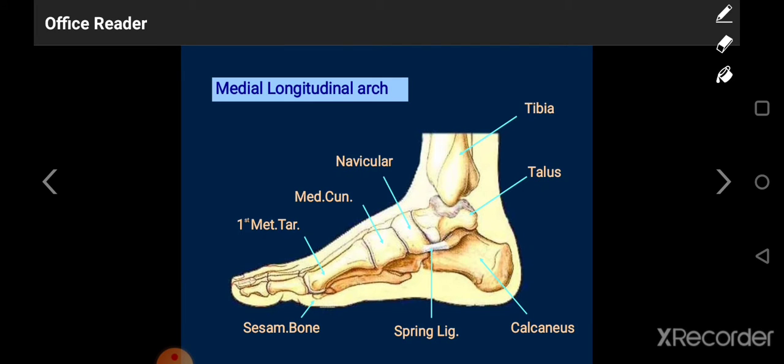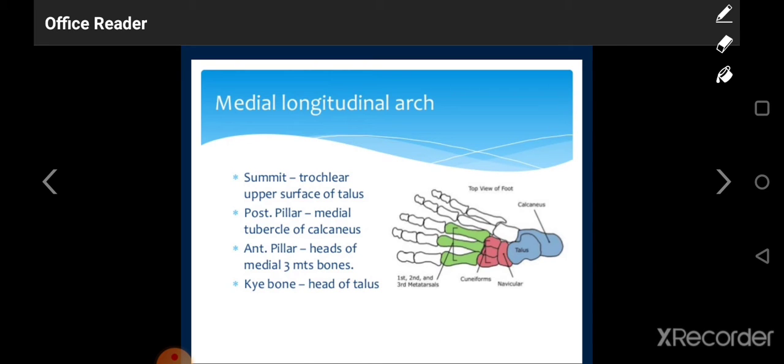So these are the structures which are forming the medial longitudinal arch. So first we consider the longitudinal arches. In the longitudinal arches, we are concerned with the medial longitudinal arch. So the medial longitudinal arch has the summit. Summit means the highest point.